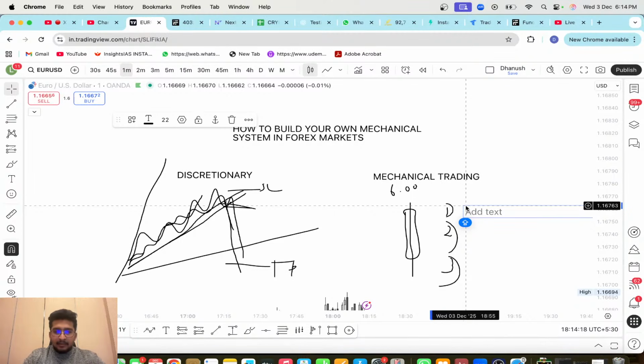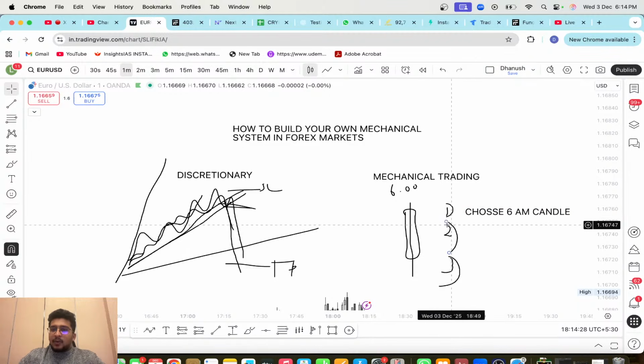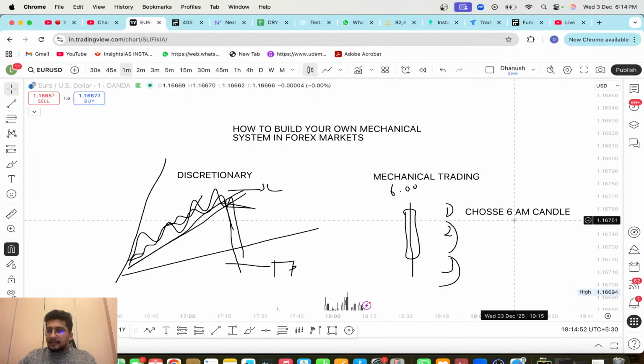So my first step is to choose the 6 a.m. candle in the market. Second, what is my second step? Let's create a rule. If we want to create a method ourselves, first we need to learn some things. Let's say you have learned a number of methods. With those methods we need to make simple parameters, and clearly frame the framework. So the first step is to choose the 6 a.m. candle.